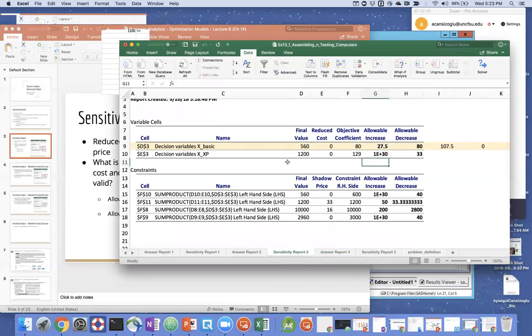Yeah, I think so. Okay, so let's do that for the constraints as well. So here we need to look at two things: binding and non-binding.